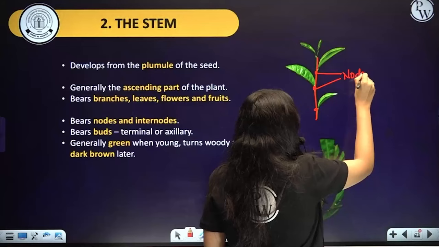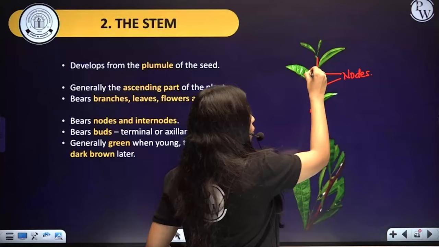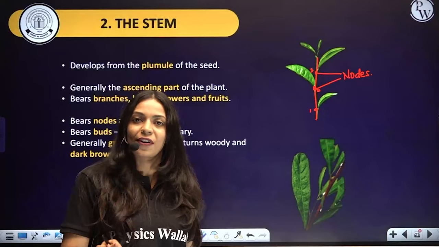So what are nodes? Nodes are those regions on the stem from which the leaves arise. Okay? So these are the nodes. This is a node, this is a node, this is a node. All of these are nodes. The characteristic feature of stems is that in stems, you can find distinct nodes and internodes.